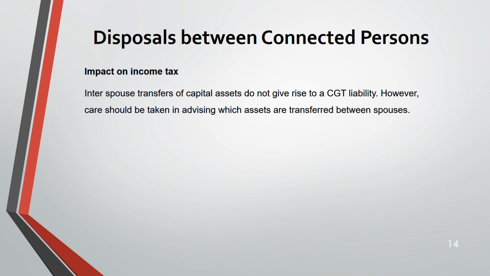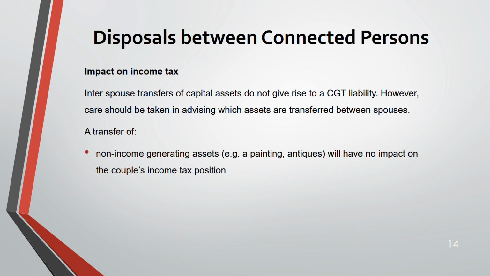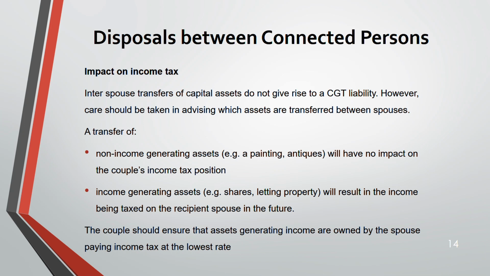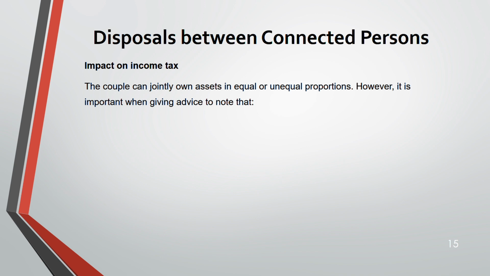What is the impact on income tax of this? Remember, inter-spouse transfer of capital assets will not give rise to CGT. It is exempt. However, you have to see which assets are transferred between spouses. Why? Because if you are transferring non-income-generating assets, let's say paintings, it will have no impact on the couple's income tax position. But if you are transferring an income-generating asset, like shares or a letting property, then this will have an impact, because through them you generate income, no? If you transfer this, then this will result in the income being taxed on the recipient spouse in the future. You see? So the couple should ensure that income-generating assets are owned by the spouse who is paying the lower tax.